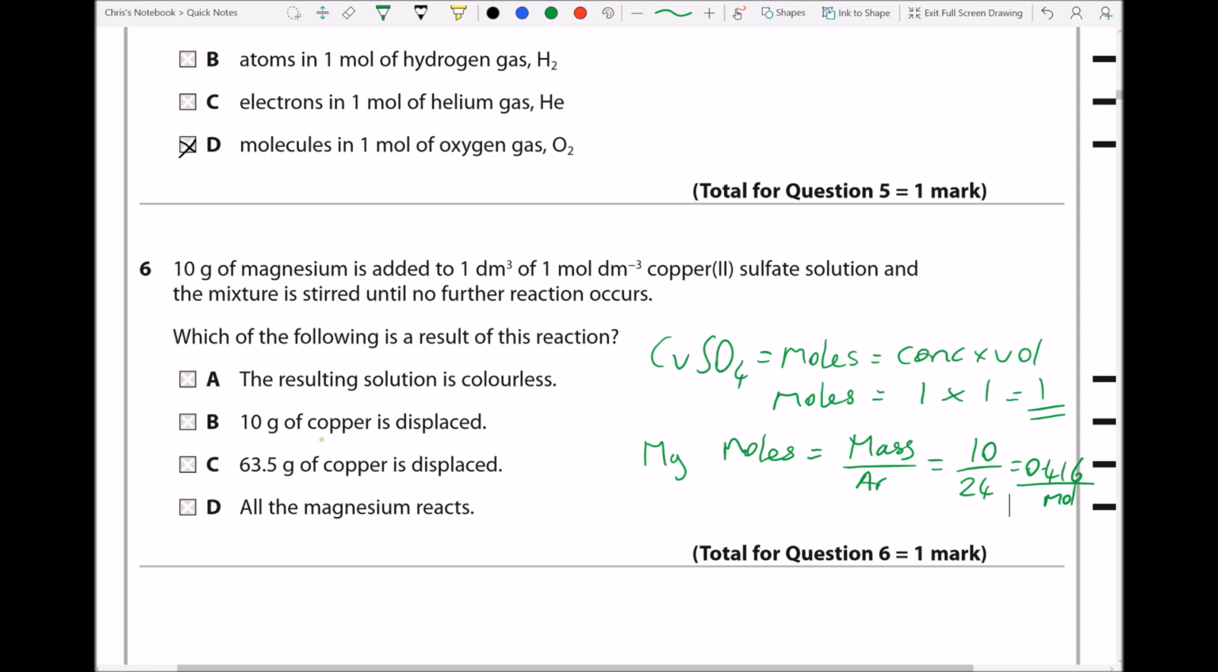No, this is obviously assuming that we've used up all of the copper sulfate. We can see here that we can't do that because we don't have enough magnesium to do that. We haven't got the same number of moles, so that can't be right. So the last one has got to be right.